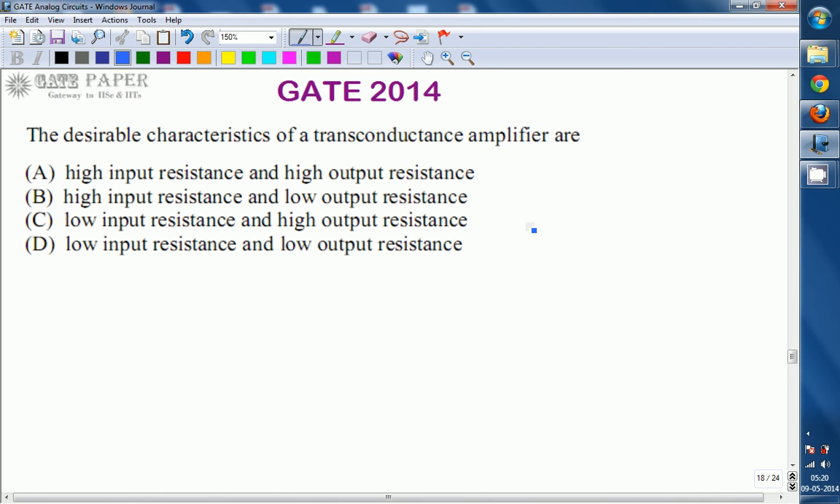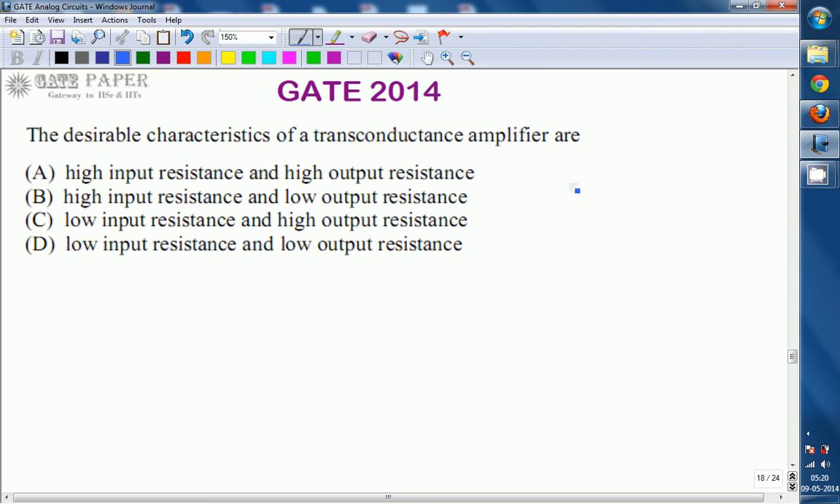Hello, we are discussing the GATE 2014 ECE paper, and the topic is related to analog circuits. The question asks for the desirable characteristics of a transconductance amplifier with respect to Ri and R0, that is input resistance and output resistance: which has to be high and which has to be low. Simply, the question is: what are the ideal characteristics of a transconductance amplifier?